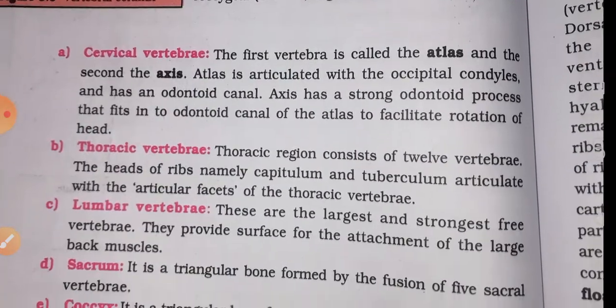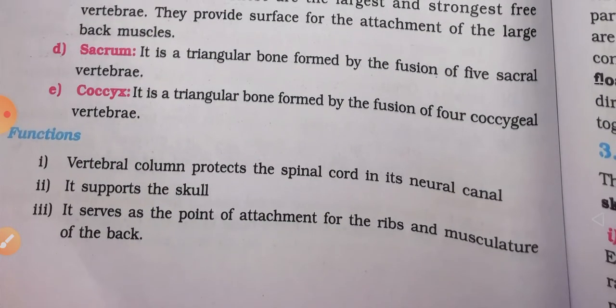Next, functions. What are the main functions of the vertebral column? The vertebral column protects the spinal cord in its neural canal. It supports the skull. It serves as a point of attachment for the ribs and musculature of the back. It always gives protection as well as support. So these are the functions of the vertebral column.